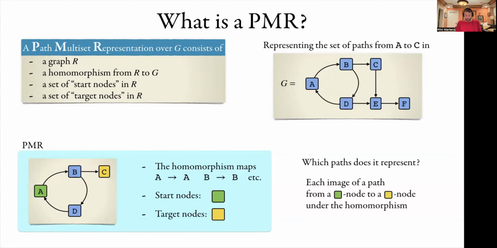And then which paths does it represent? Well, in the PMR, you can take any path from some start node to some end node, and then you take its image under the homomorphism, which gives you a path in G. And these are the paths that are represented. Yeah. So this path here in your path multiset representation, it represents this path in your graph. Yeah. And actually all the paths in G from A to C are represented here. Yeah, because here you have another path which corresponds to this path in G. And now you can walk this loop here as often as you want.